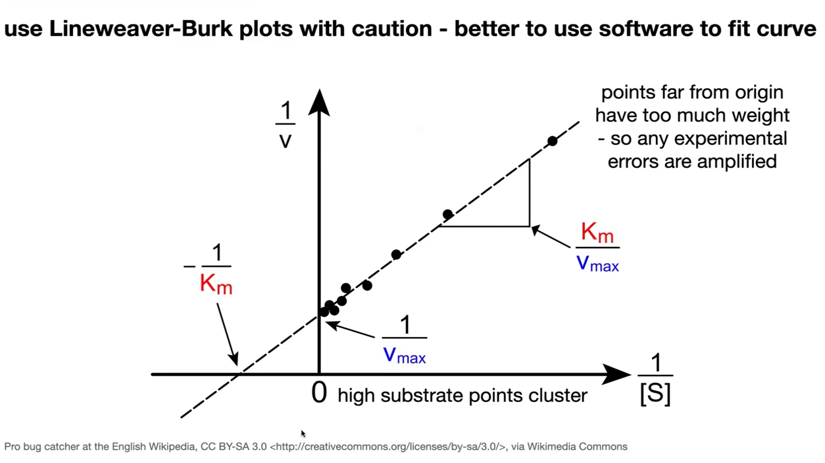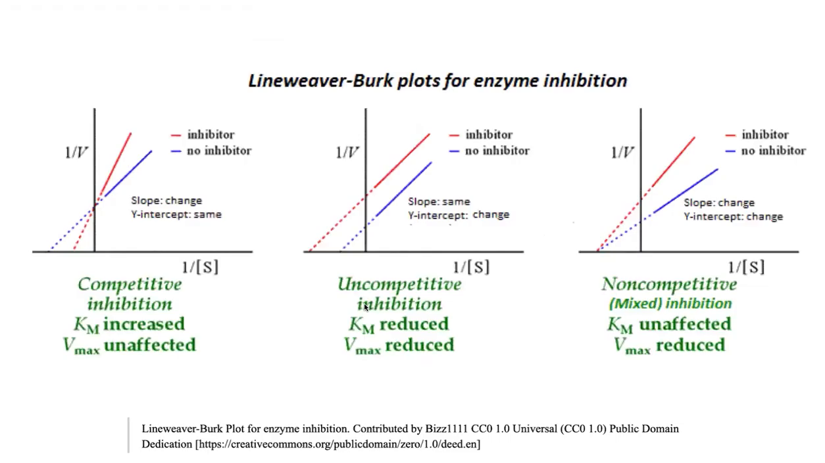But remember that with a Lineweaver-Burk plot, you have 1 over S on your x-axis and 1 over V on your y-axis. Then your minus 1 over Km is going to be your x-intercept, and 1 over Vmax is going to be your y-intercept. So if your apparent Vmax gets smaller, this is going to get shifted up. And if your apparent Km gets bigger, then this is going to get smaller.